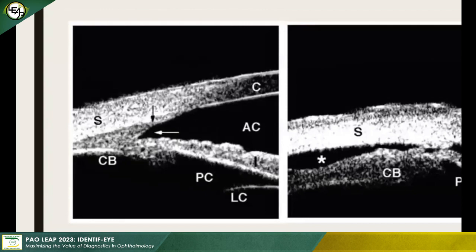Here's another example. On the image on the left, notice that pointed by the white arrow, you have the ciliary body, but it's very wide. Compare it to the ciliary body bands that we've seen before. This is very open and very wide. So this is an instance of angle recession. On the image on your right, notice that there is this hypoechoic space between the sclera and the ciliary body. This is an instance of cyclodialysis.